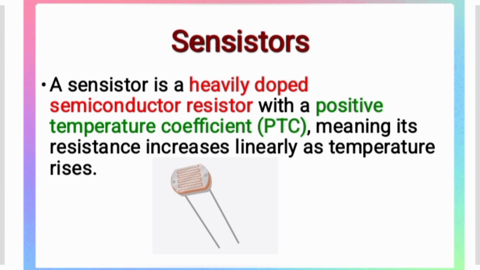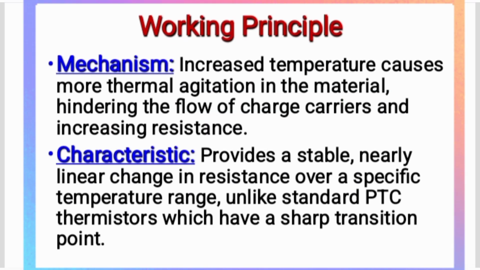Sensistors. A sensistor is a heavily doped semiconductor resistor with a positive temperature coefficient, PTC, meaning its resistance increases linearly as temperature rises. Principle and mechanism: increased temperature causes more thermal agitation in the material, hindering the flow of charge carriers and increasing resistance. Characteristic: provides a stable, nearly linear change in resistance over a specific temperature range, unlike standard PTC thermistors which have a sharp transition point.